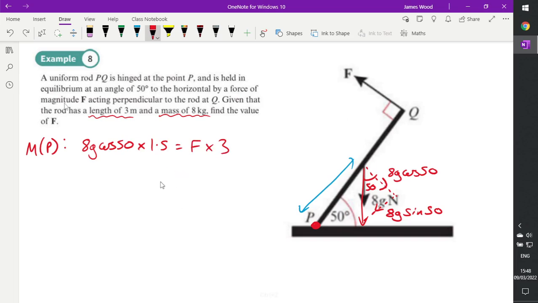And then I can solve this equation to find F. So 8 times 9.8 times cos 50 times 1.5 divided by 3. So you get 25.2 newtons. Okay, so we're going to do similar problems to this.